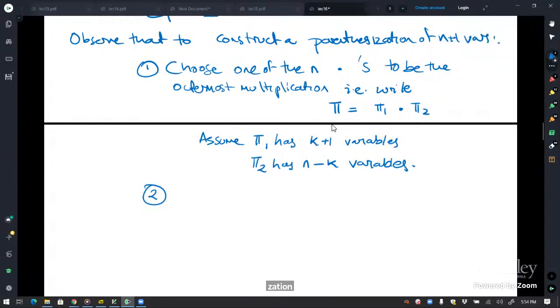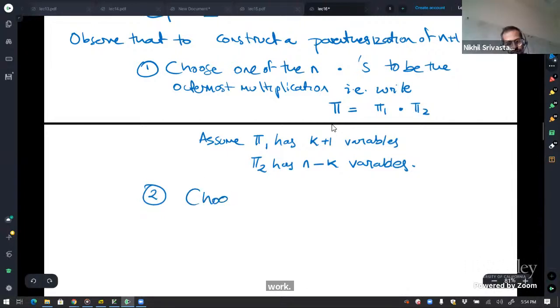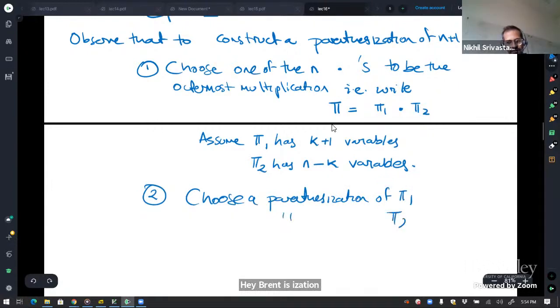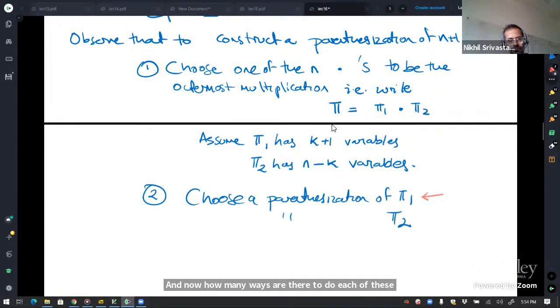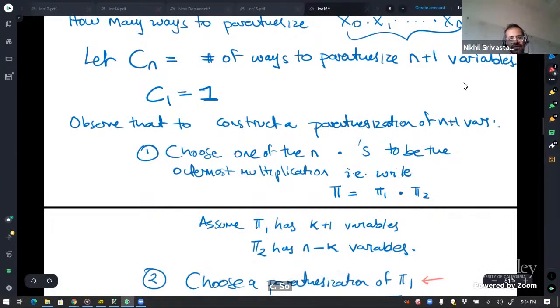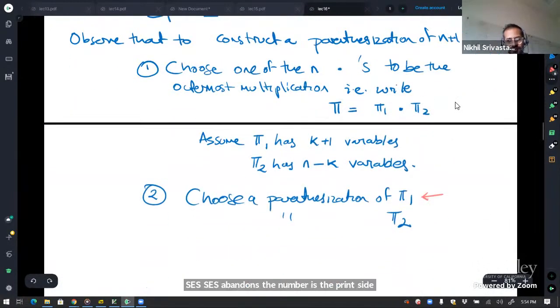You will choose a parenthesization for each part, pi1 and pi2. So choose a parenthesization of pi1 and then choose a parenthesization of pi2. And now how many ways are there to do each of these steps? How many ways are there to choose a parenthesization of pi1? C sub k. C sub n is the number of ways to parenthesize n plus 1 variables. So this will be C sub k ways. And this will be C sub n minus k minus 1 ways.